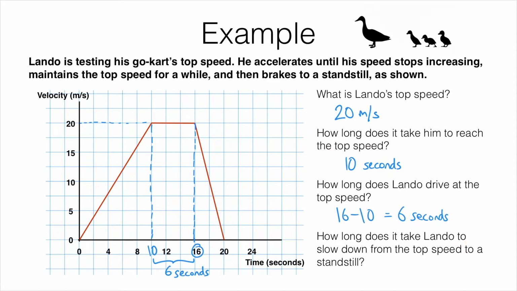How long does it take Lando to slow down from the top speed to a standstill? So from this top speed, he has to slow down to a standstill. That is a speed of 0 or a velocity of 0. So down here. Well, he gets to a standstill 20 seconds after setting off, and he started slowing down 16 seconds after setting off. What we're looking for is this particular amount of time, and that is 4 seconds. That's the difference between 20 and 16.